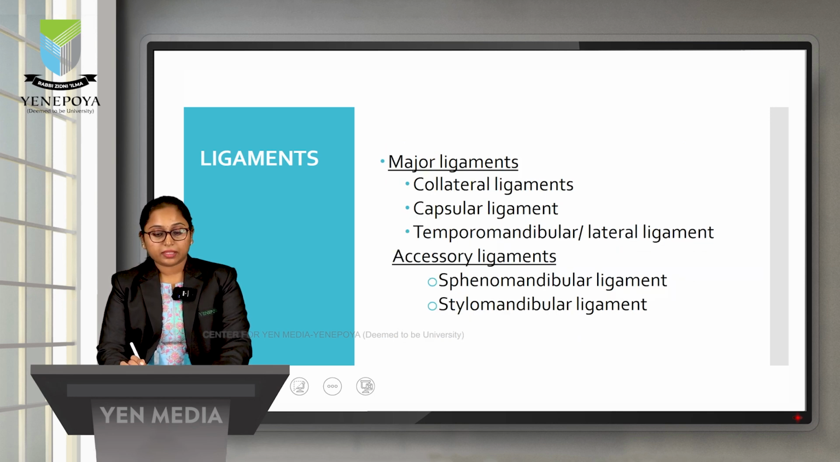The ligaments can be categorized as follows. There are three major ligaments and two accessory ligaments. The three major ligaments are the collateral ligaments, the capsular ligament, and the temporomandibular joint or lateral ligament. The accessory ligaments are the sphenomandibular ligament and the stylomandibular ligament.